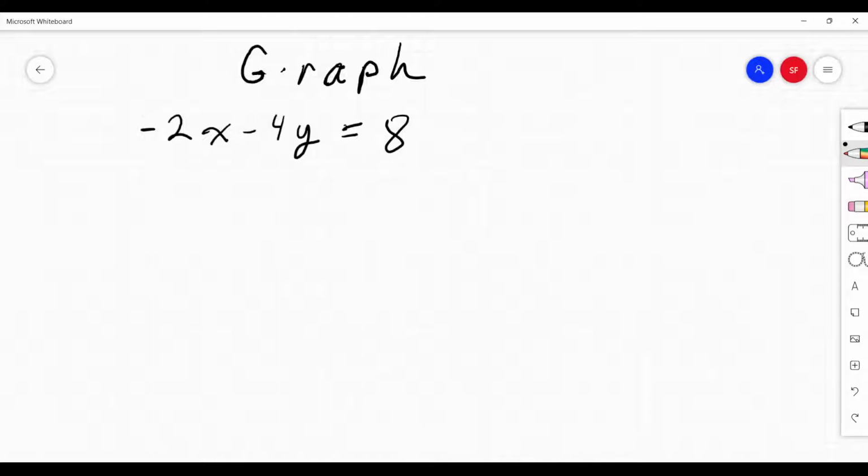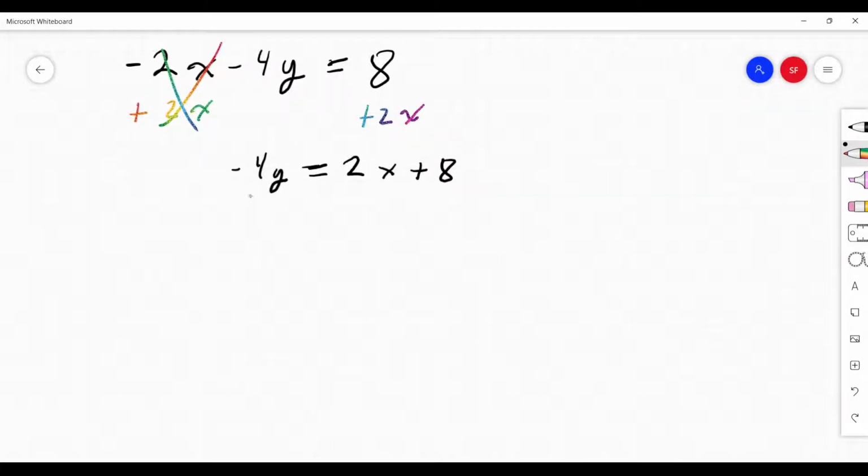Add 2x to both sides. Add 2x over here, and if we do it over here, we've got to do it over here, right? Okay, so we've got negative 4y equals 2x plus 8. Divide negative 4 on everything.